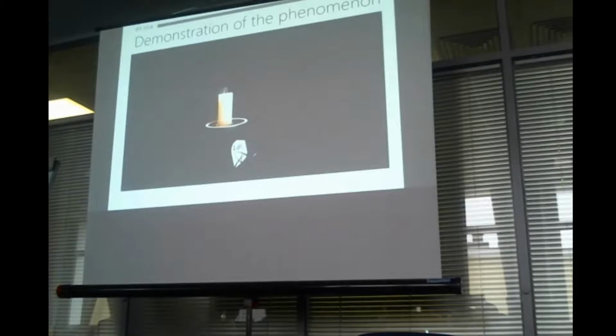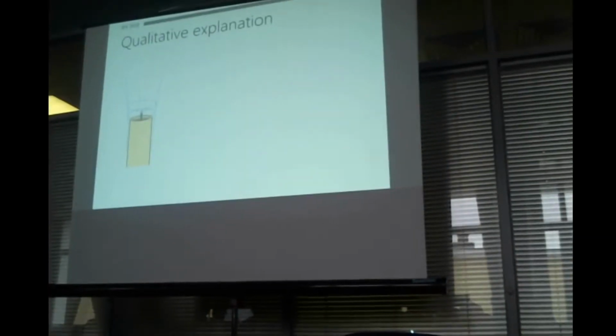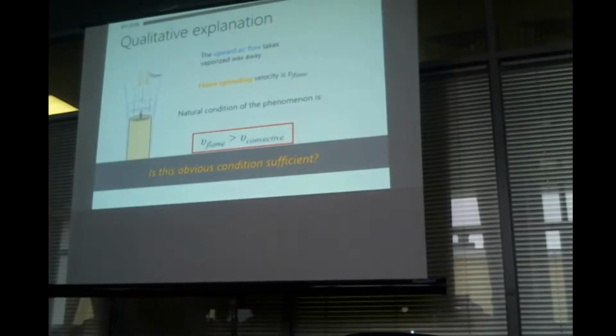Sometime after the flame was extinguished, the vaporized wax goes upward, and if some region is ignited, the flame spreads down. So we have upward convective flow versus downward flame spreading. And the natural condition for lighting to be possible is that the flame should spread faster than the convective flow takes upward. But is this obvious condition sufficient?